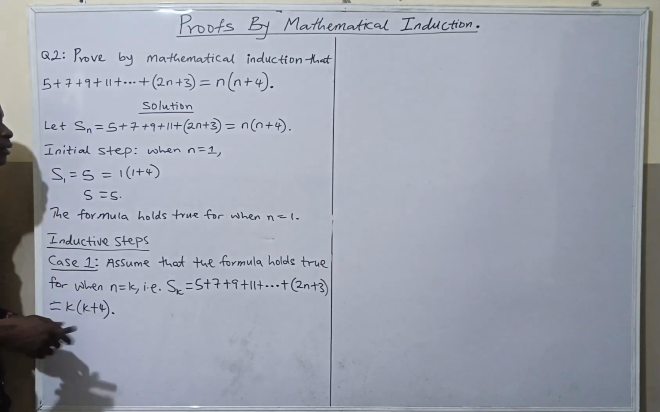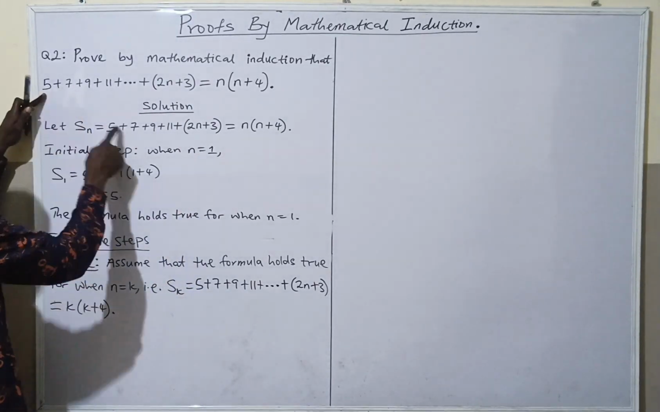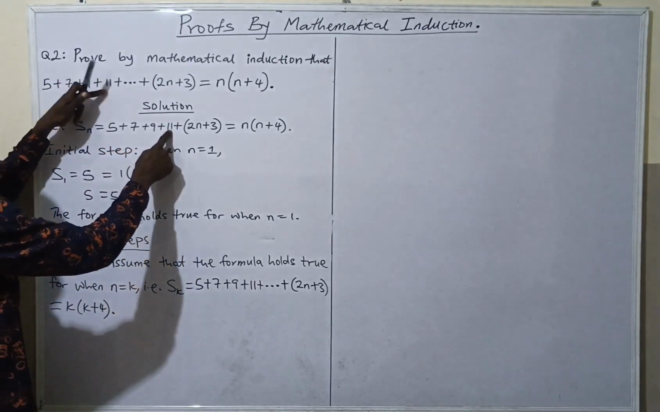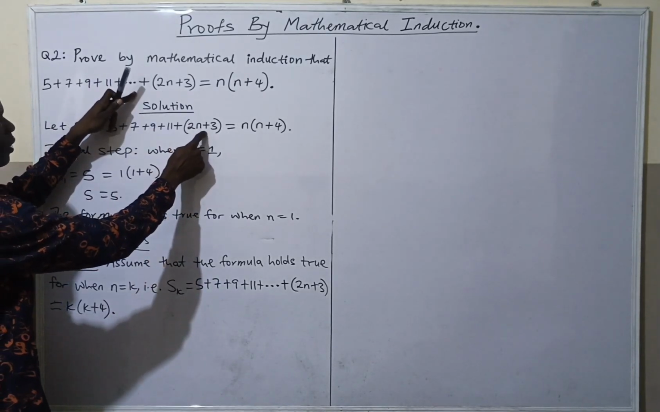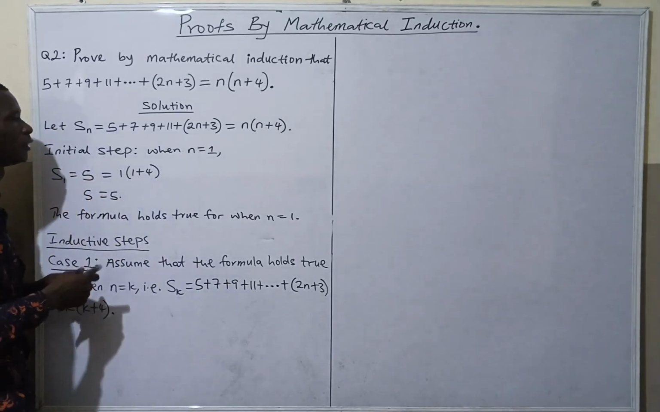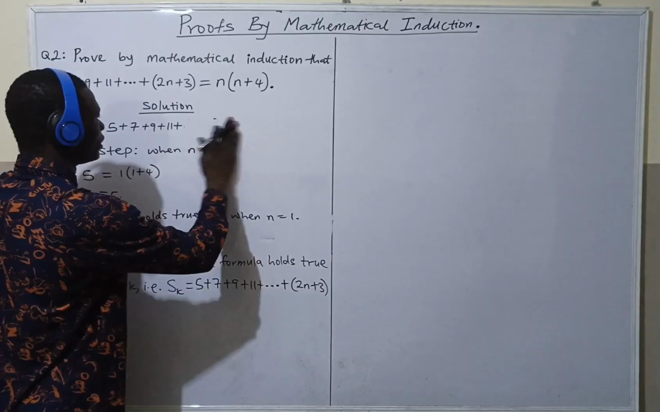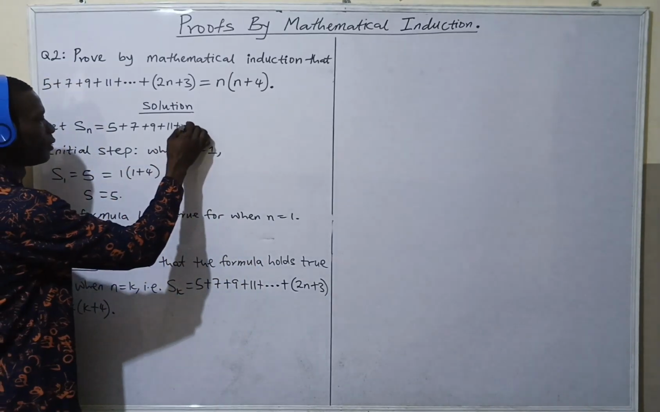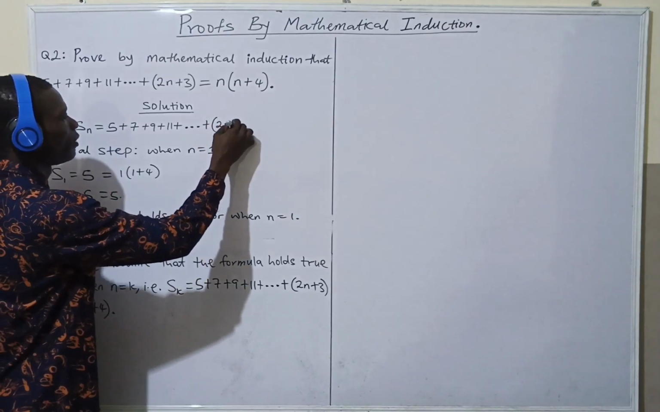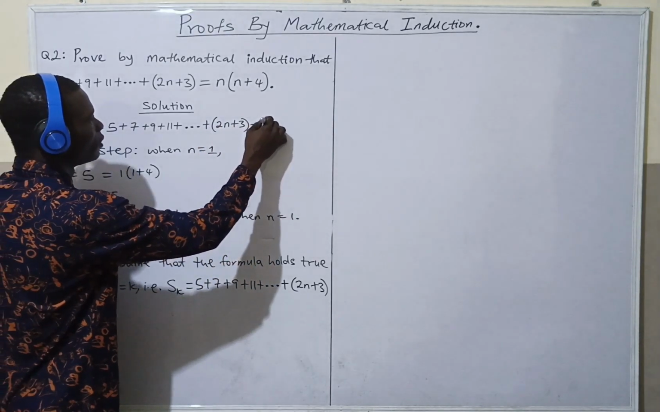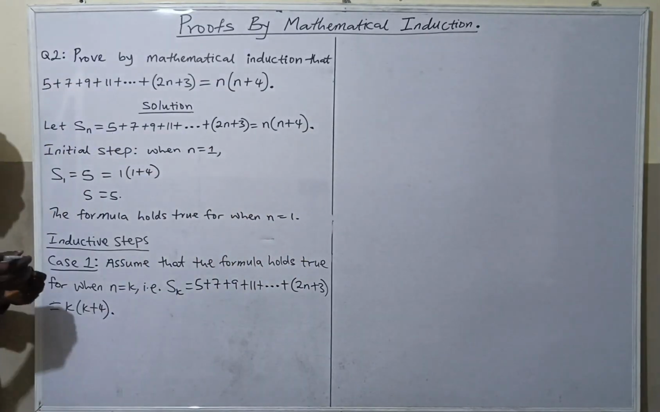Pardon me a little, please. I have a little error in here. I have 5 plus 7 plus 9 plus 11. Then I'm supposed to have plus continuous list before it now ends at this particular one. So that is what I'm supposed to have first of all. So before I now have the other one, pardon me as I correct that very quickly. Plus dot and then plus 2n plus 3 equals to n bracket open n plus 4. Okay, I think that's nice now.